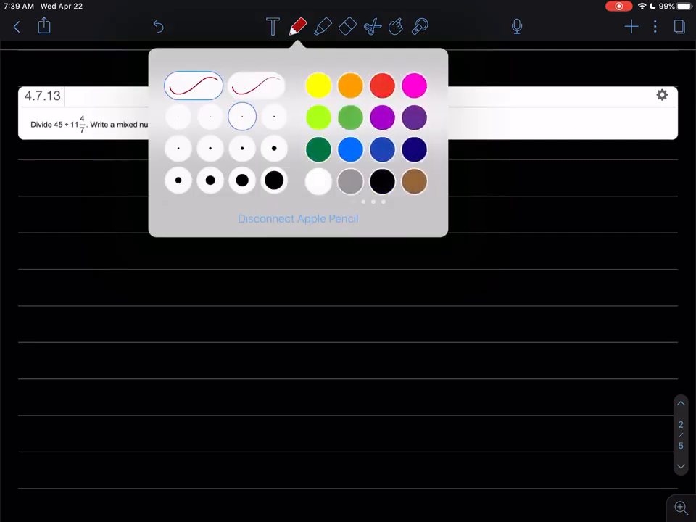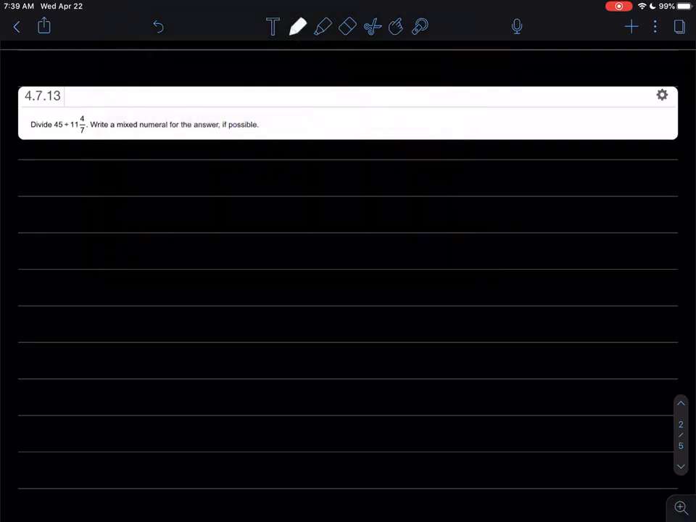And now we're looking at a division problem. We want to take 45 and divide that by 11 and 4/7. So a couple things we're going to do here, one of which we've already done. So first step would be to write that using improper fractions. So that's 7 times 11 is 77 plus 4 is 81. So we get 81 over 7.